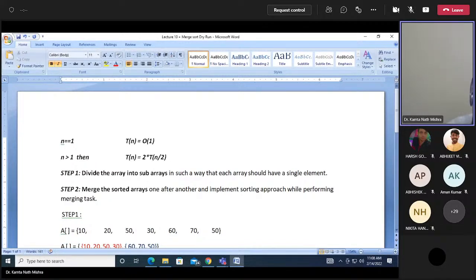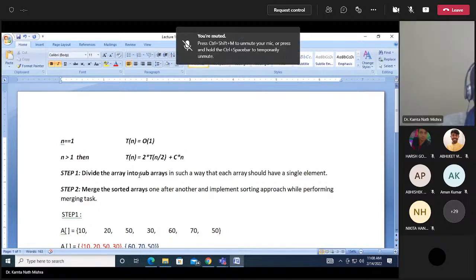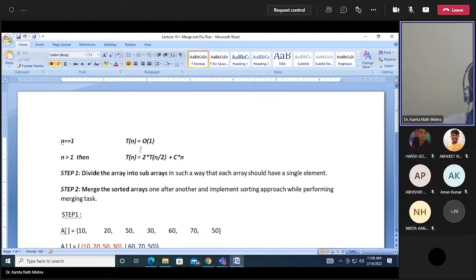C into plus N, where C is constant and N is representing number of elements in the array. So this is the representation of merge sort. This is merge sort representation.